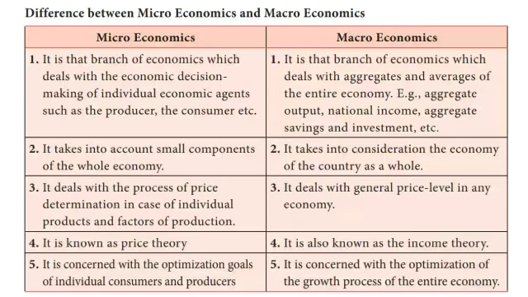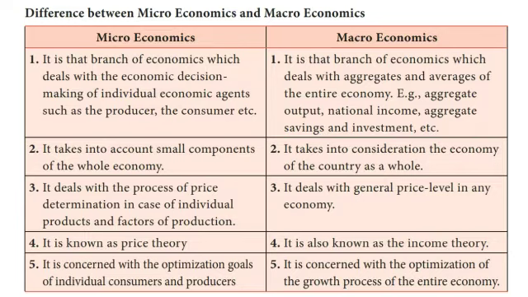Question number 17. Distinguish between micro and macro economics. Student, take page number 15. Differences between microeconomics and macroeconomics. First point, microeconomics. Microeconomics is that branch of economics which deals with the economic decision making of individual economic agents such as the producer and the consumer.